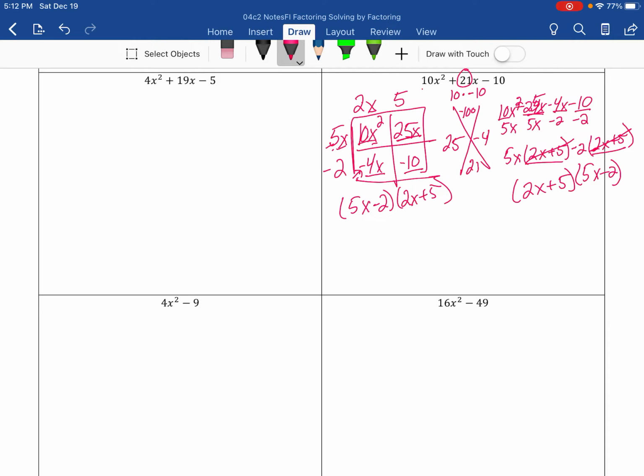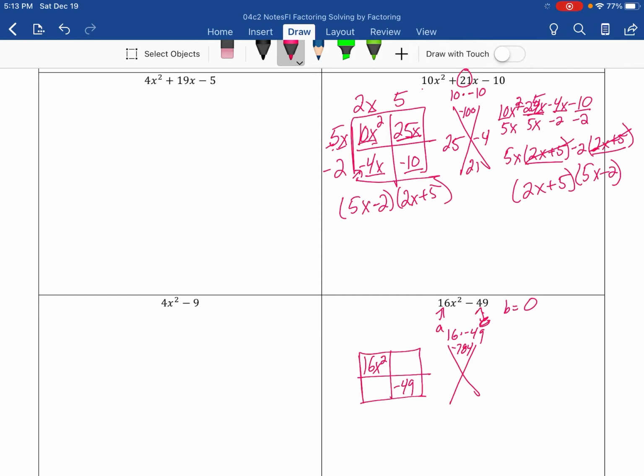I'm going to do one of these down here. So again, just be really careful. This is A, this is C. In this case, my B value is equal to 0. So if you were doing a box like this and you have your 16x squared and your negative 49, you're looking for two numbers. They multiply to be 16 times negative 49, which is some horrible number, which is negative 784.